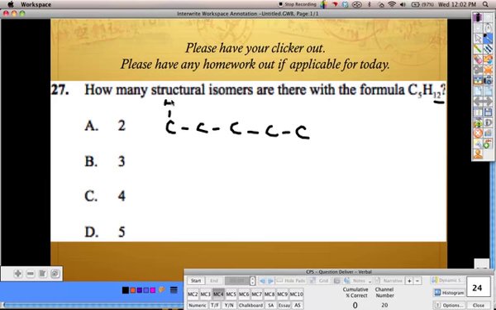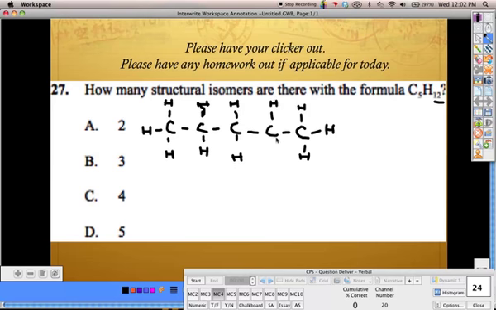So I know this carbon has 1 bond, it needs 3 more, so I'll put 3 hydrogens around it. Same with this one on the end, put 3 hydrogens around it. And then each of these already have 2 bonds, so I'm going to put 2 hydrogens on each of the middle ones. Does that equal 12 hydrogens? Yeah, it does. So it is going to be an alkane, all single bonds between the carbons.